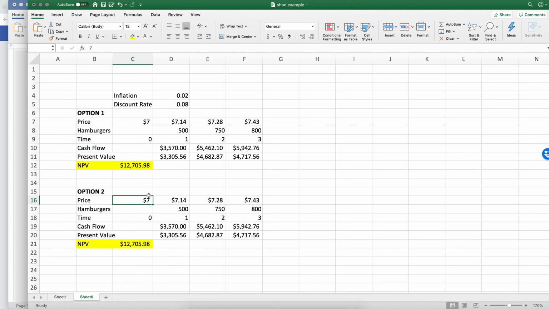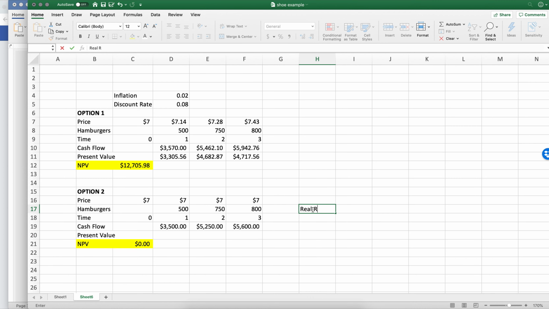Okay, let's do option 2. Alright, the price is just going to be $7 the whole way across. The only thing that's going to change here is we're going to change our discount rate. So the real rate is going to be 1 plus the discount rate divided by 1 plus the inflation rate. And then I'm going to, just so they're all in the same units, subtract 1, so it's a percent.